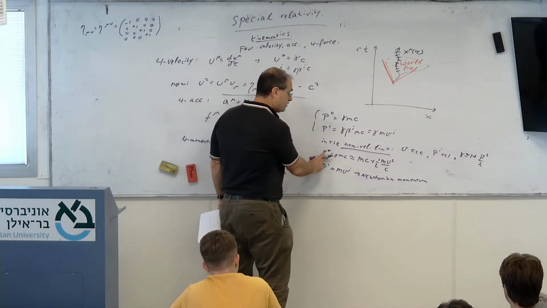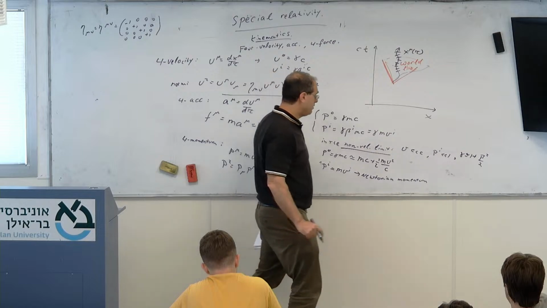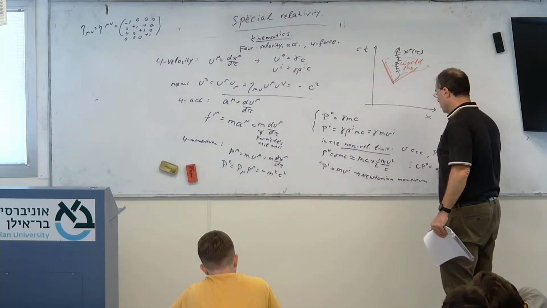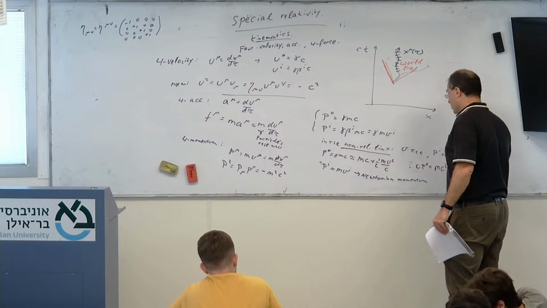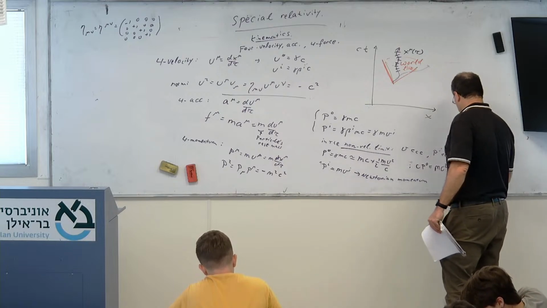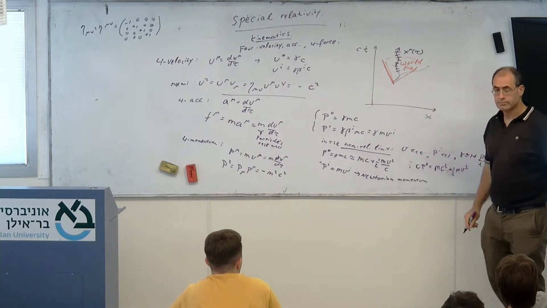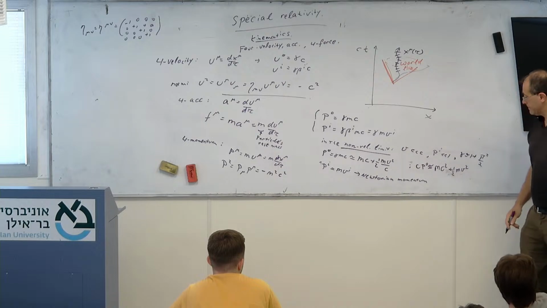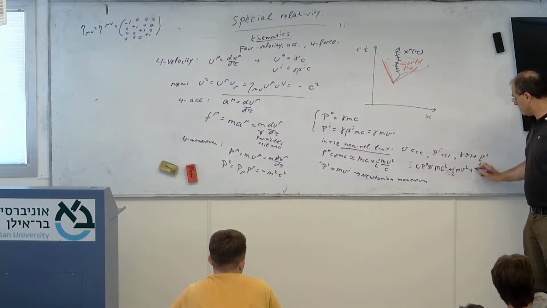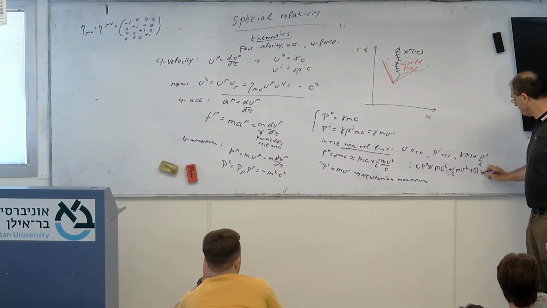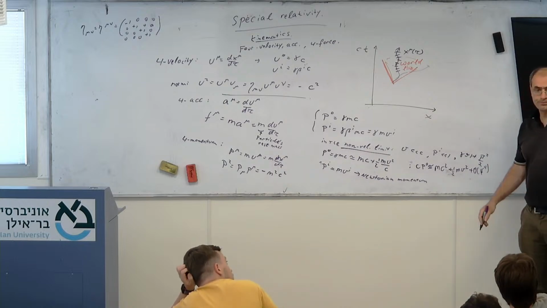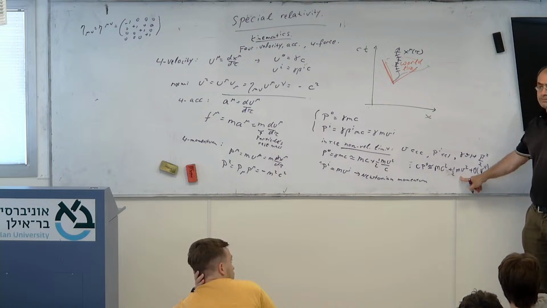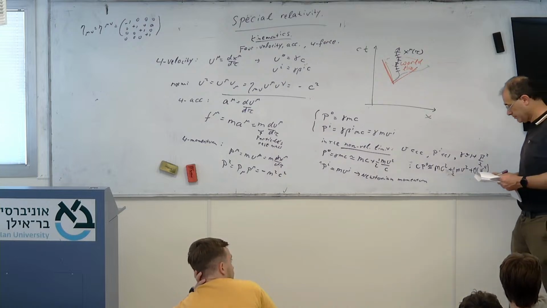Here we have P0, so what happens if we take P0 and multiply by c? We get the energy. c P0 is m c squared plus 1/2 m v squared, plus terms of order v to the 4, in this limit. What is that? Newtonian. What is the Newtonian kinetic energy, right?